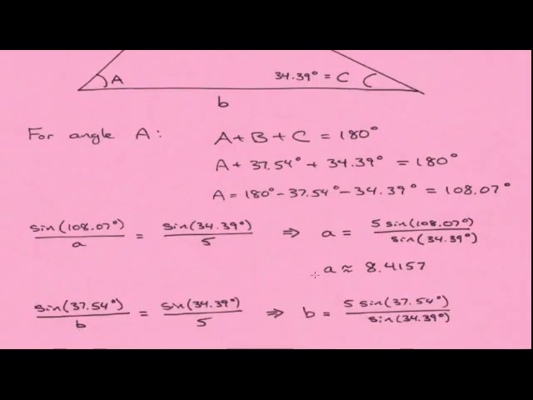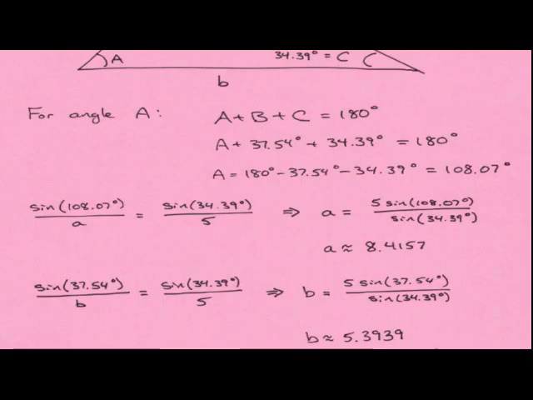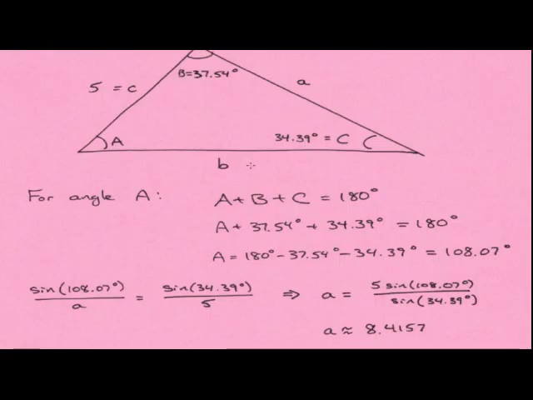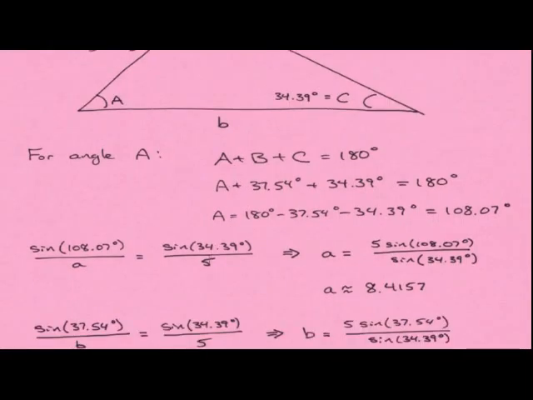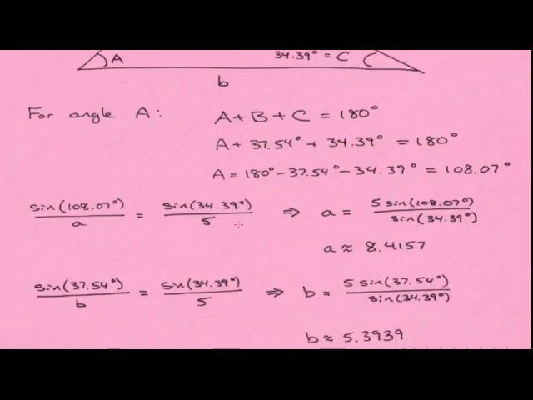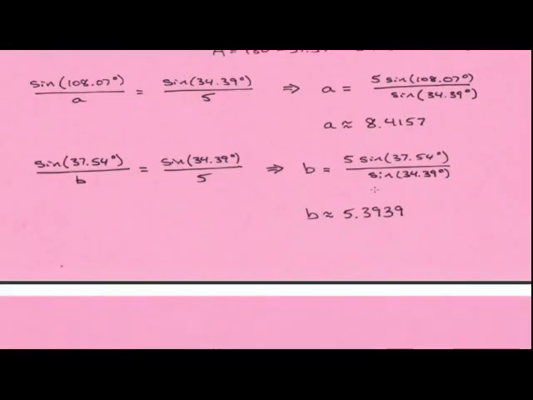If we do the same thing for B, we can say that the sine of 37.54 degrees over B is going to be equal to the sine of 34.39 degrees divided by 5. If we solve for B, we see that B is going to be 5 times the sine of 37.54 degrees divided by the sine of 34.39 degrees, which gives us B approximately 5.3939.